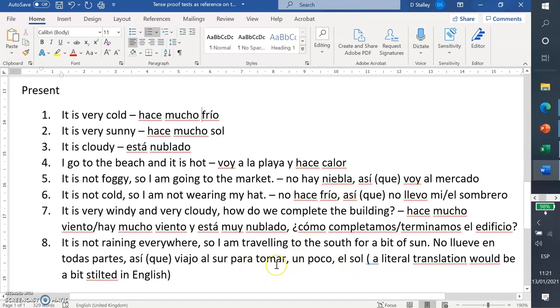So this is literally to take a bit of sun. Otherwise, for a bit of sun might be a little bit of a literal translation. It might sound a little bit odd in Spanish. I put stilted in English, but actually what I mean is in Spanish. Okay, maybe if you are a bilingual speaker of Spanish, you might see whether there's anything else you might put instead, but that's how I would translate it.